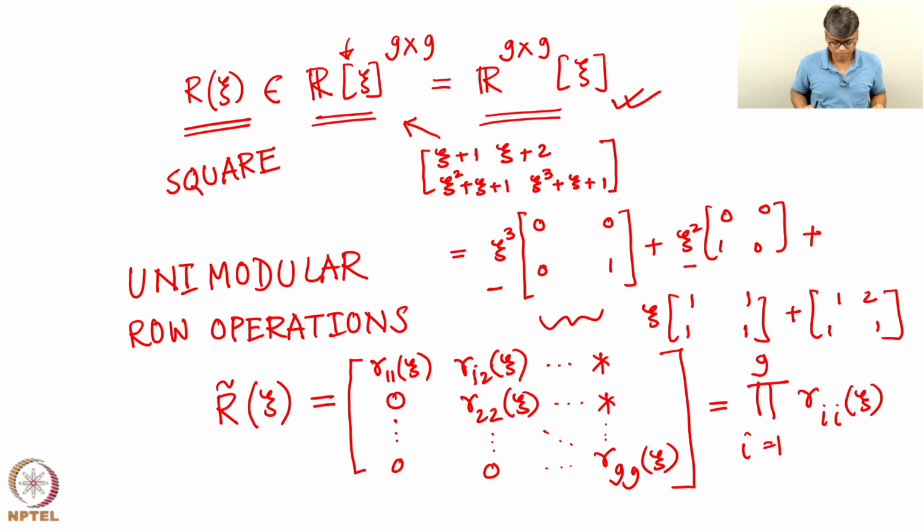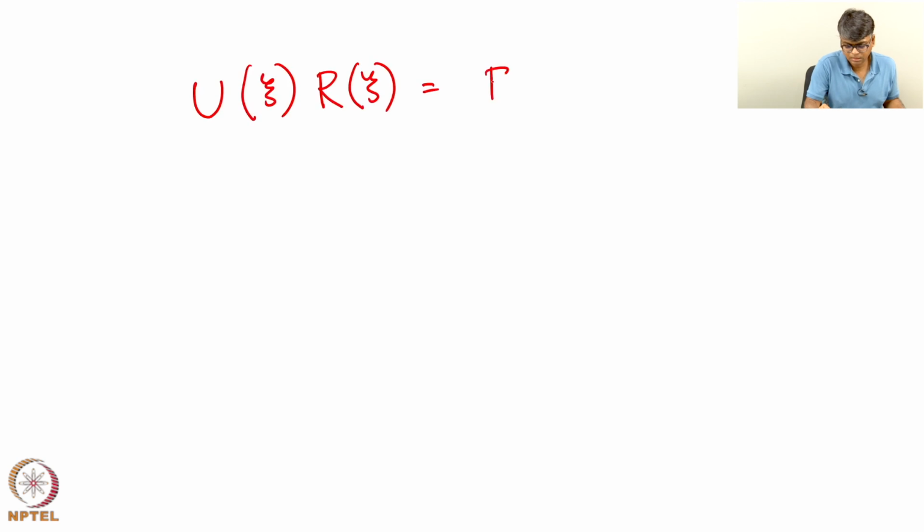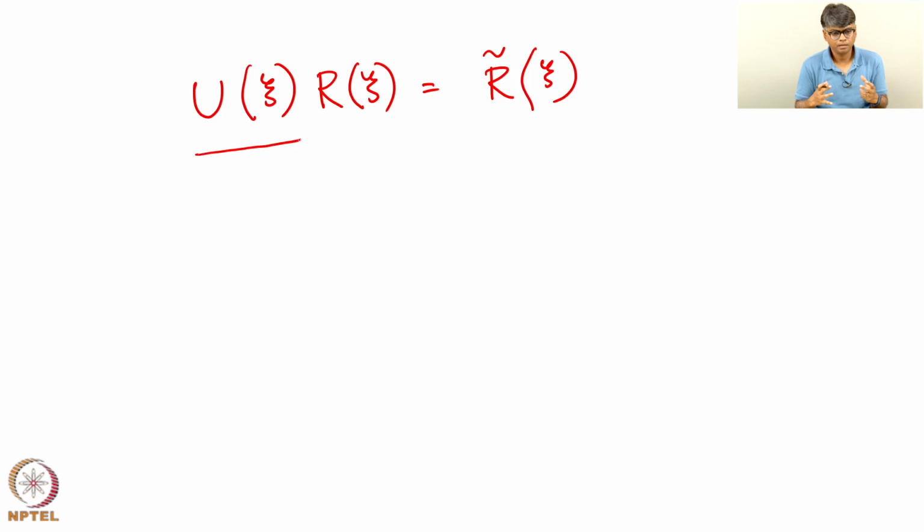Now, how is R tilde related to R? There exists a unimodular matrix U(xi) which multiplies R(xi) to give me R tilde(xi). You agree? Of course, because how did we obtain R tilde(xi)? By doing elementary row operations. So it's a series of elementary unimodular matrices, the product of those finitely many unimodular matrices, and a finite product of unimodular matrices is of course unimodular, right? Now, what is the determinant of this unimodular matrix?